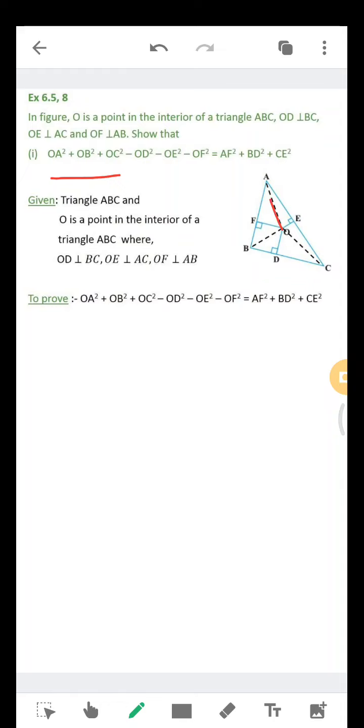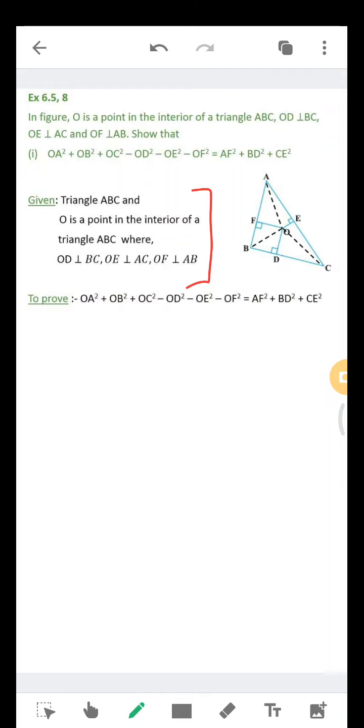We have to prove that OA square plus OB square plus OC square minus OD square minus OE square minus OF square is equal to AF square plus BD square plus CE square. So it's looking lengthy but nothing complicated. We can easily prove it. This is one of the most important questions again for 4 marks.